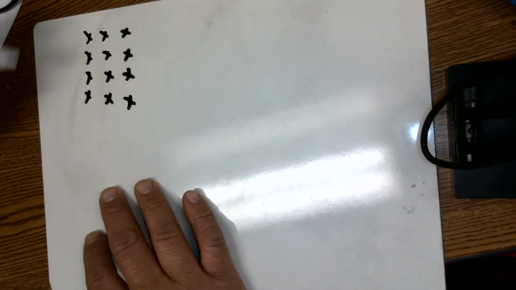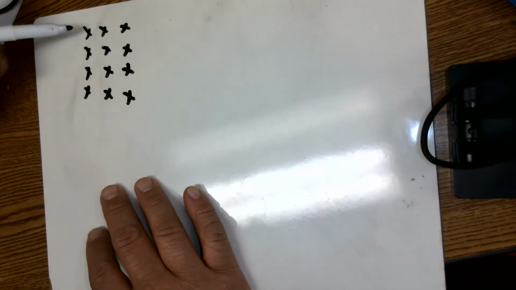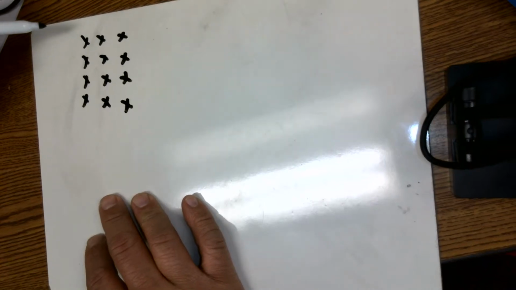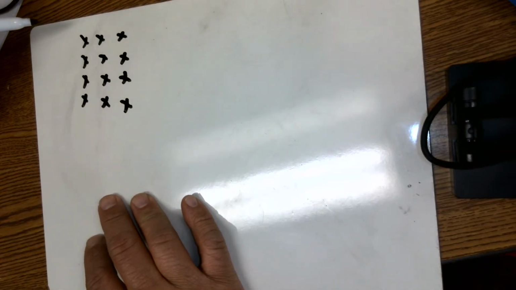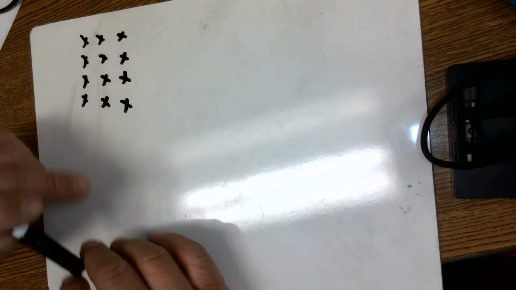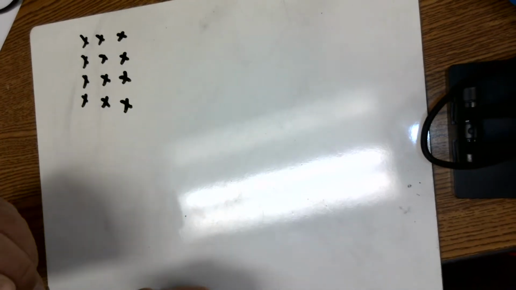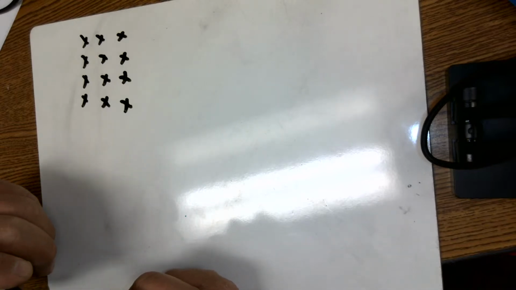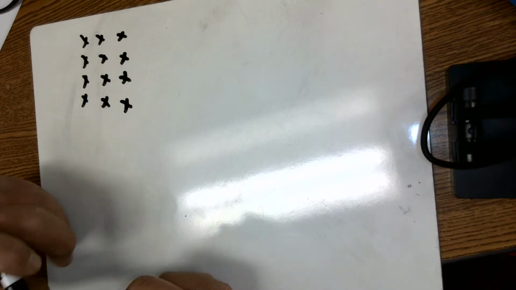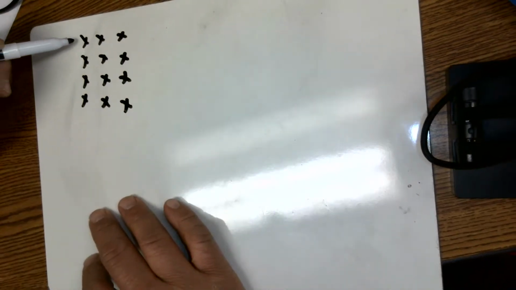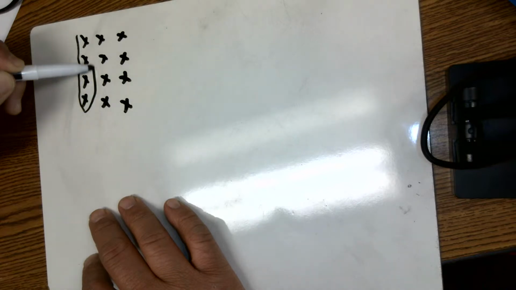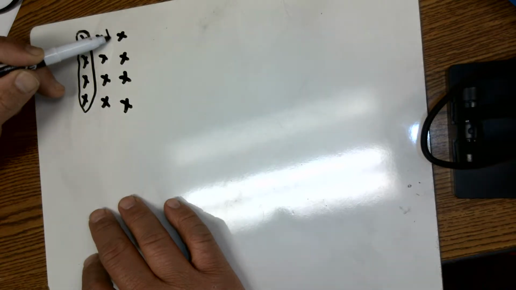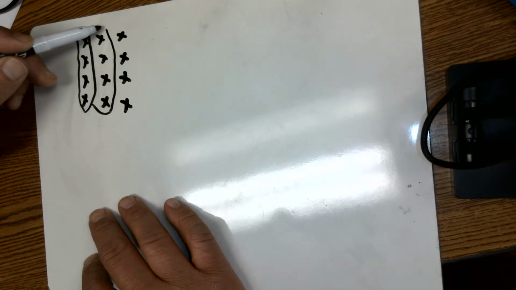8 of them are boys. So let's do 2 groups that are boys. Wait, what problem are we on? Piper would like to do number 13 on page 340. Okay. So here's one group of boys, right? And there's 2 groups of boys.